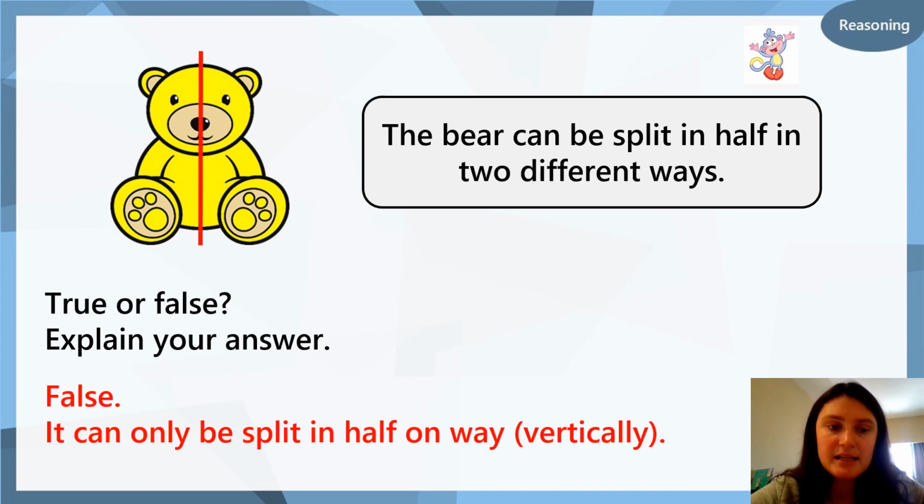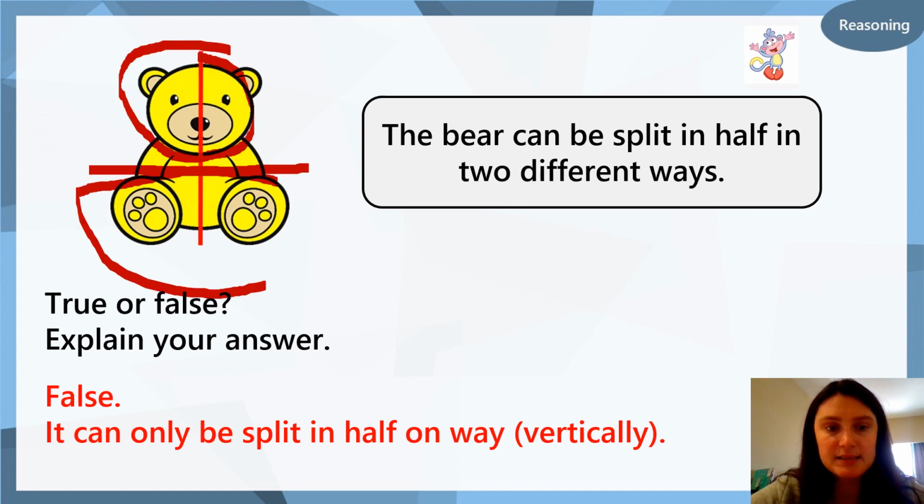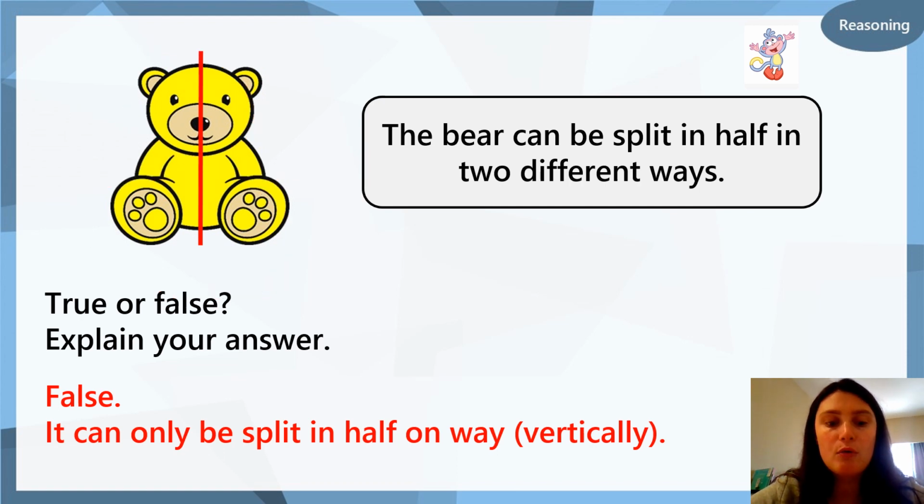The answer is false. It can only be split in half one way. It can only go up and down. If you were to split the bear in half going from side to side, this half is not the same as this half. Look, his feet are here and his head is here. That's not the same. So we can only split the bear in half going up and down.